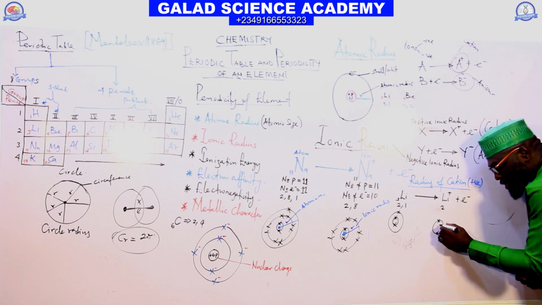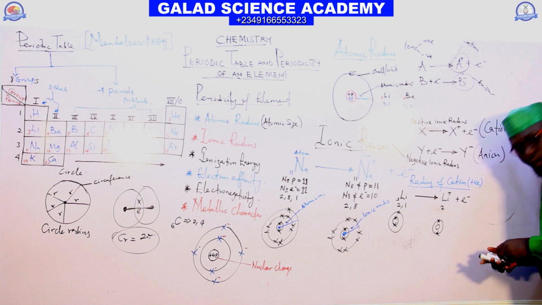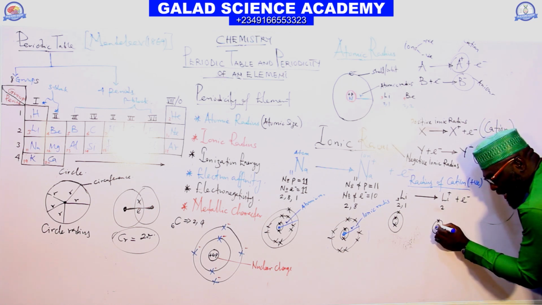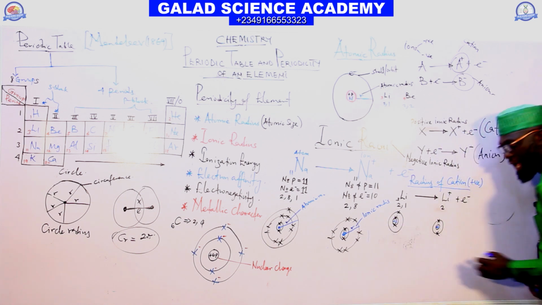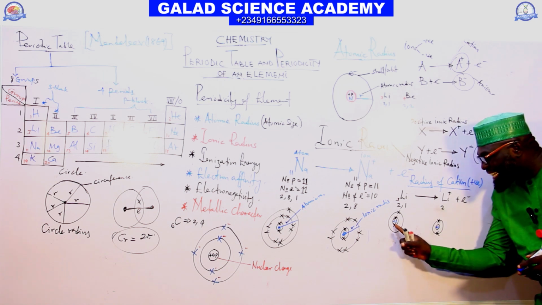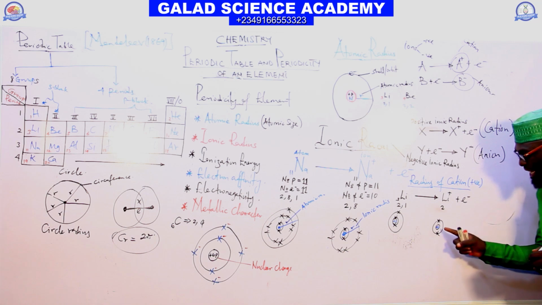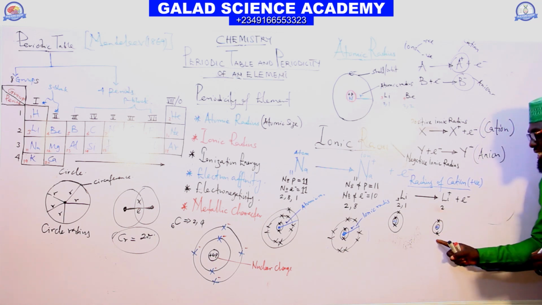But in the nucleus of lithium, how many protons do we have there? We have 3 protons. We also have 3 protons here. So the nuclear charge inside here is the same as the electrons. But the nuclear charge here is more than the electrons we have outside.